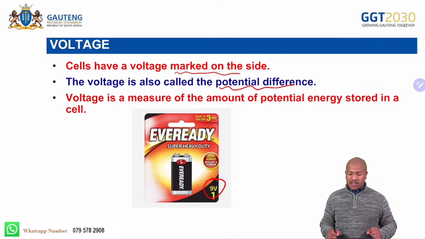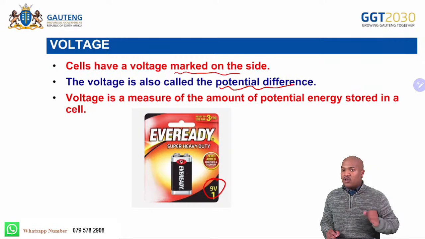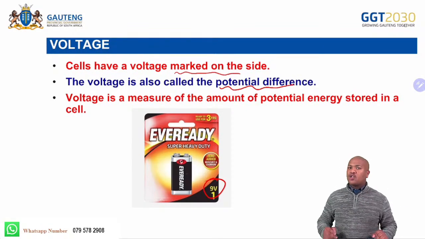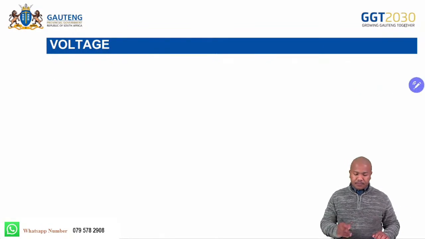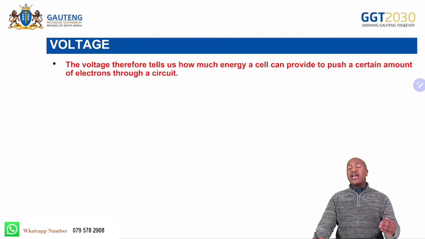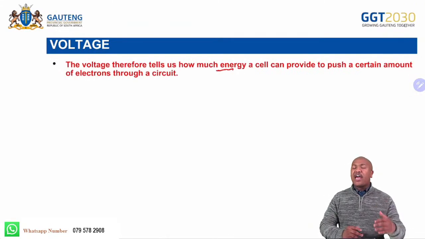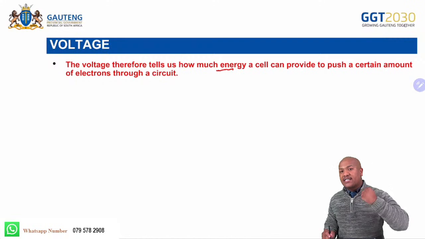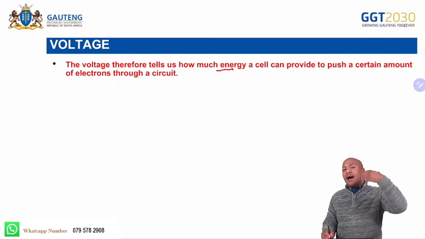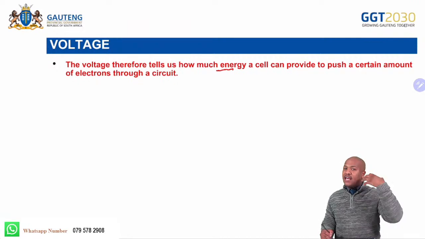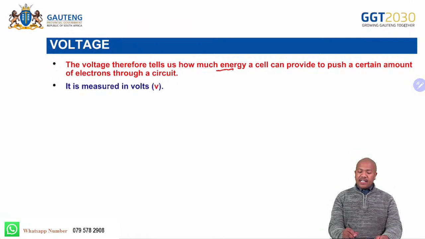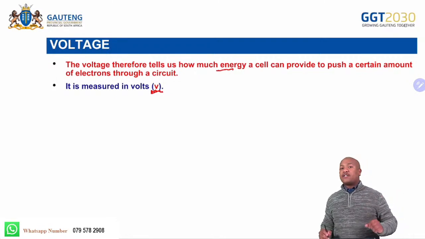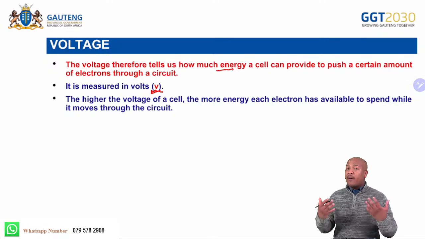Are we together? It has a voltage of 9 volts. So what do we use to measure voltage? We use a voltmeter. We're going to talk about that in the next slide. We said that the voltage tells us how much energy a cell can provide to push a certain amount of electrons through a circuit. It tells us about the amount of potential energy that a cell has. It is measured in the unit volts, and we use a voltmeter to measure voltage.